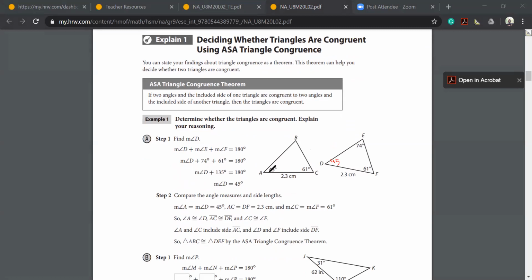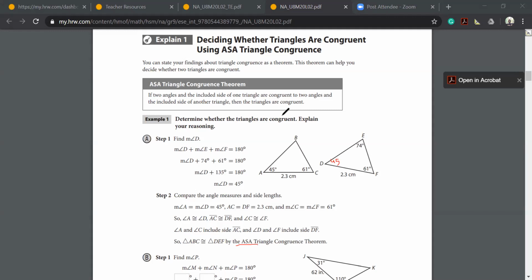Now let's begin comparing. Angle, side, angle. Are they equal? Yes, they are equal. So measure angle A equals measure angle D equals 45. AC equals DF equals 2.3, and this is an included side between the two angles. And measure angle C equals measure angle F. So I can write that triangle ABC is congruent to triangle DEF by the ASA triangle congruency theorem. We proved that these two triangles are congruent using the ASA triangle congruency theorem.